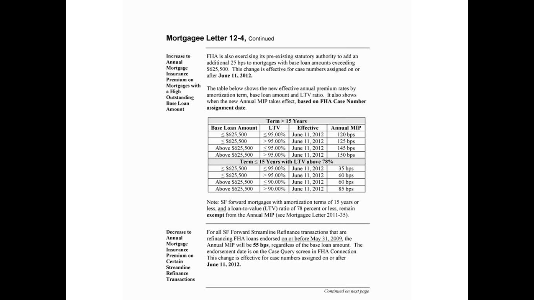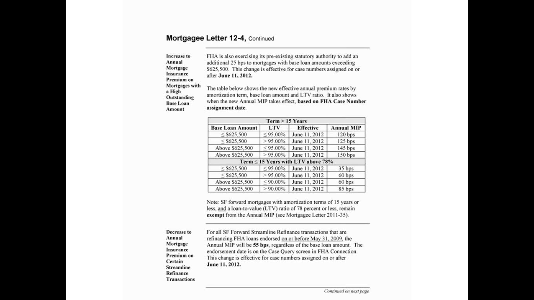Now, for case numbers that are going to be pulled on or after June 11th, for jumbo loans, FHA is also exercising its pre-existing statutory authority to add an additional 25 basis points to mortgages with base loan amounts exceeding $625,500. This change is effective, again, for case numbers assigned on or after June 11th of this year.